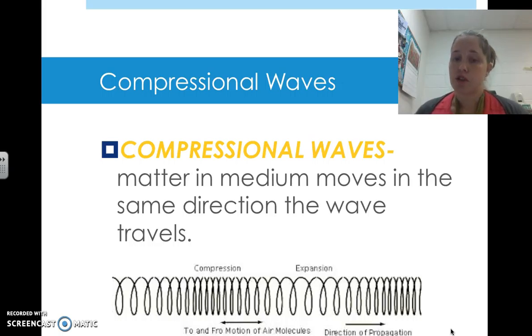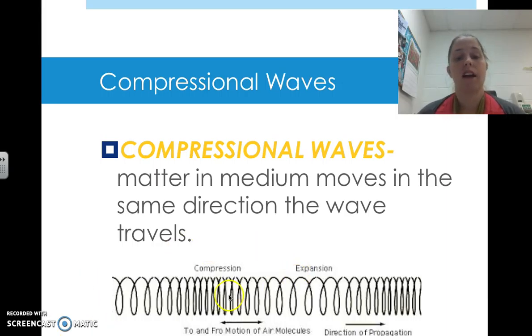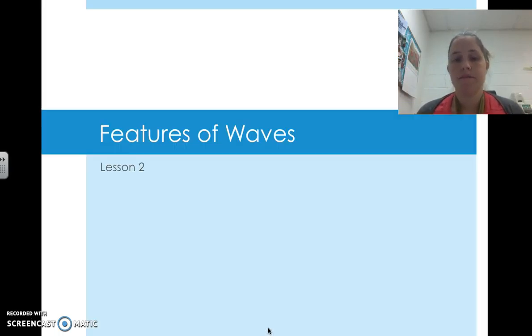Then there are compressional waves. Compressional waves is when matter in a medium moves in the same direction as the wave travels. So it's kind of like a slinky. So whereas these were kind of like waves in the ocean, this is kind of like a slinky where certain areas compress and certain areas expand, okay? And we get to and fro motion, meaning it'll go back and forth and back and forth and back and forth. Okay? All right.